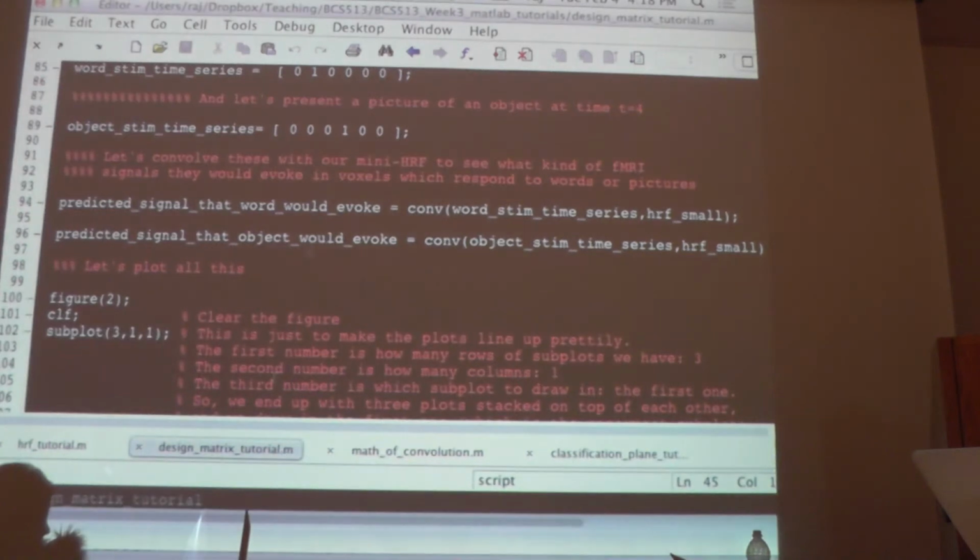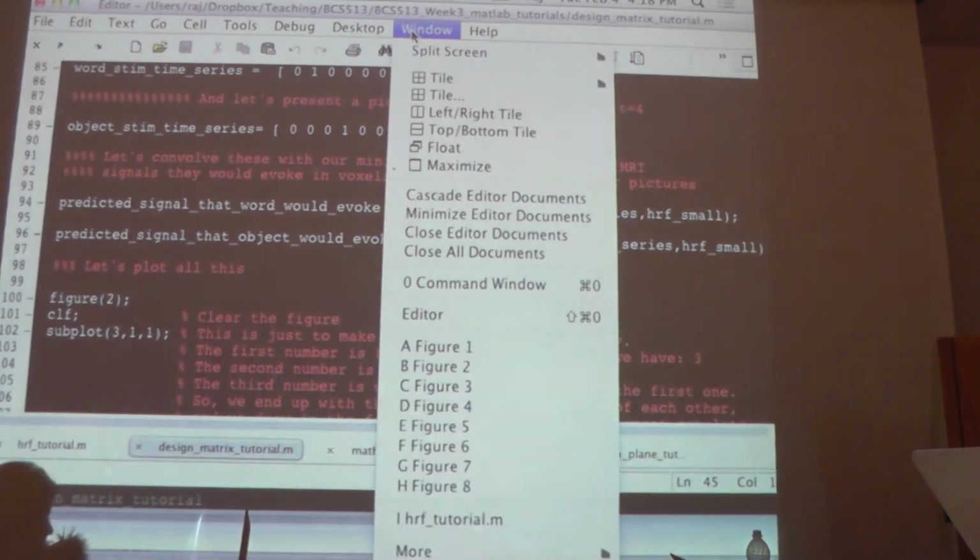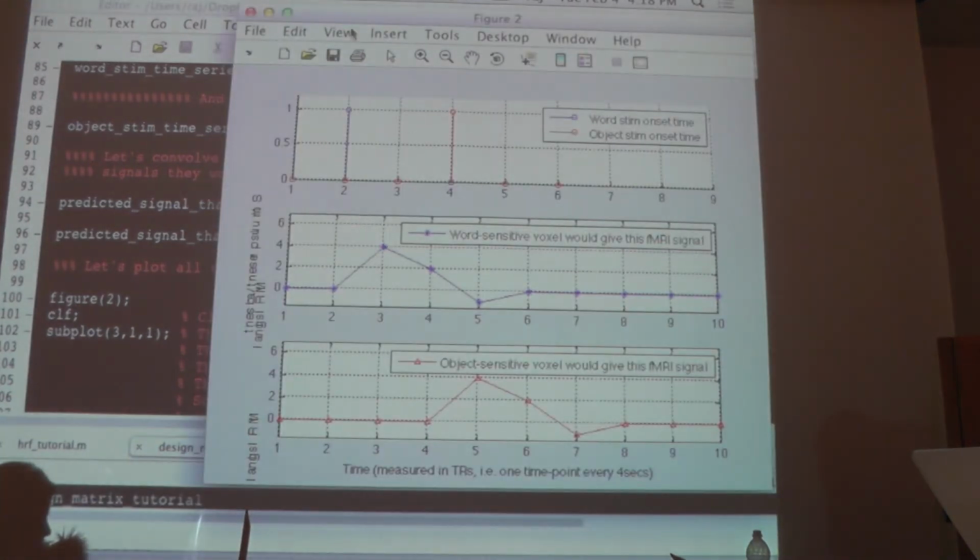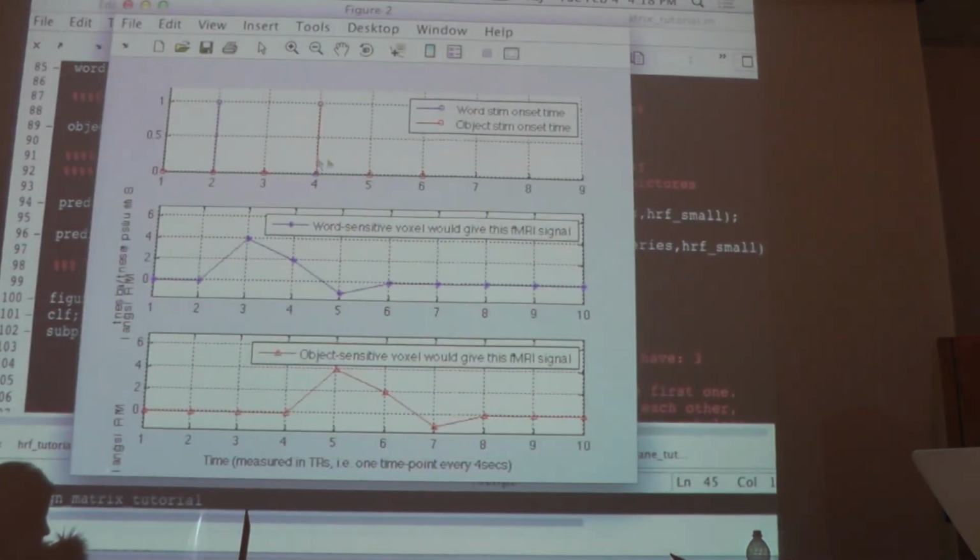So, to save time, I've got a word happening at this time, and an object being presented a little bit later. I'm going to convolve this time course with an HRF, and convolve that time course with an HRF. Let's see what they would look like. So blue is the word, red is the object. The word would kick off its own HRF here, and the object would kick off its own HRF here. That's very much like what we were doing before.